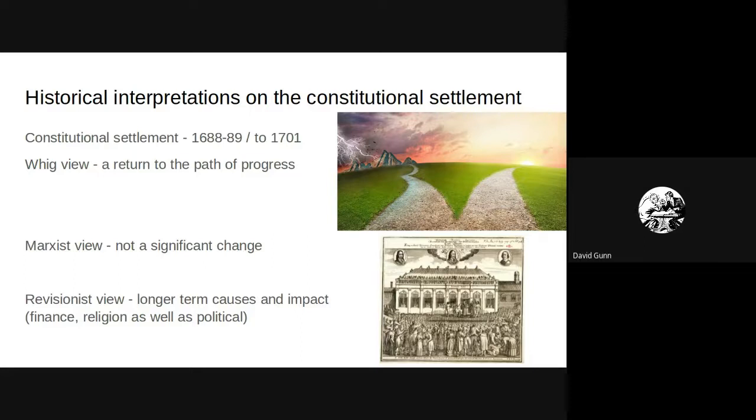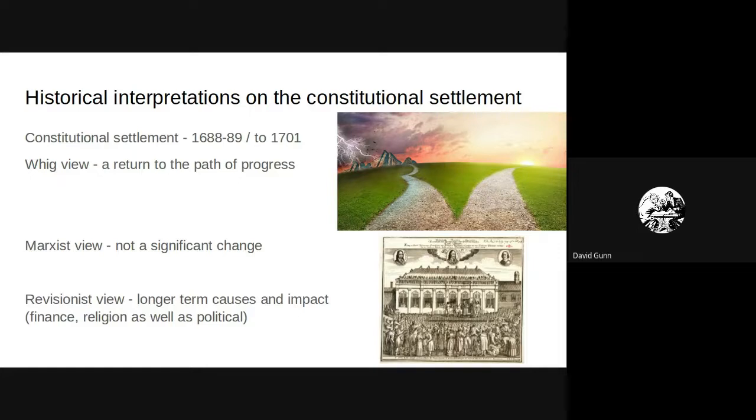The constitutional settlement of 88 and 89, Marxists say, is a kind of bourgeois revolution, didn't really change anything, only affecting the political elites. More recent historians from the 80s onwards have argued that actually we need to take a longer term view, a broader scope on this, and think about not just the constitutional settlement of 88 and 89, but also the financial issues, religion, and obviously politics. So the revisionists are saying we need to take it up to 1701 at least and go back as well to compare. So that's just a quick run through of the historical interpretations on this.